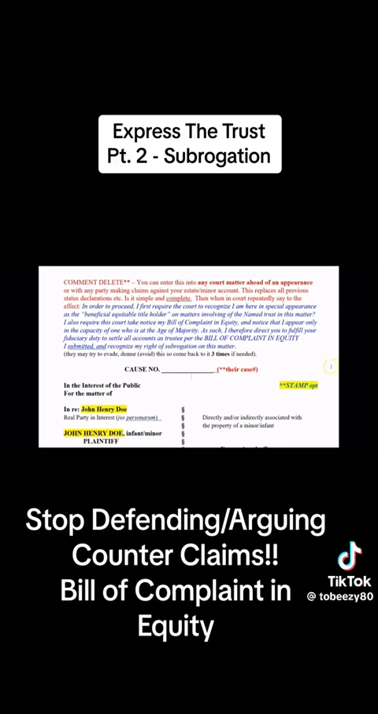Okay. I also require this court to take notice of my bill of complaint in equity, and notice that I appear only in the capacity of one who is at the age of majority. We're letting them know we're not coming in as the minor entity estate. As such, I therefore direct you to fulfill your fiduciary duty to settle all accounts as trustee per the bill of complaint in equity I submitted, and recognize my right of subrogation in this matter. You recognize your right to come in and claim the position and switch roles.